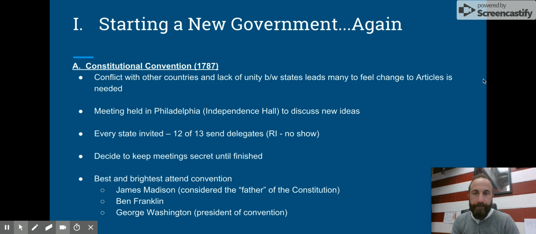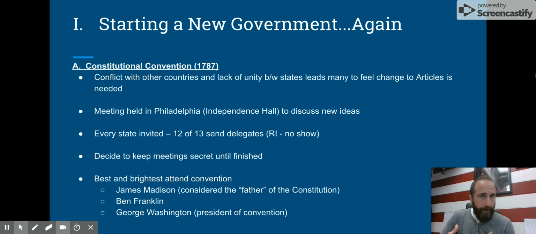So, starting a new government again, we tried it once, obviously, with the Articles, and we talked yesterday about why that didn't work. So that gets us to what's referred to as the Constitutional Convention, 1787. Delegates once again get back together at Independence Hall in Philadelphia, the same place where we declared independence, to figure out how to solve these problems that we're having. We talked yesterday about the problems with Britain and Spain, and the problems internally. Obviously, some sort of solution needs to happen for this. So we're going to meet in Philadelphia again.